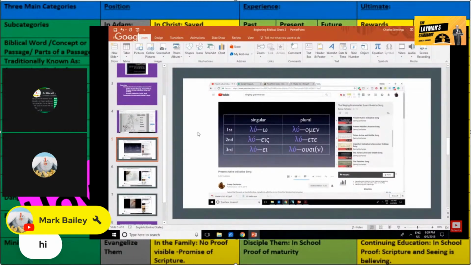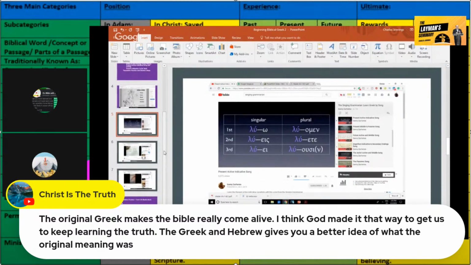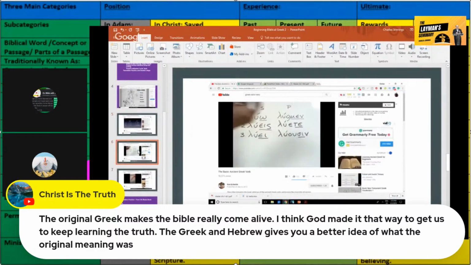Once again, we come back to the singing grammarian, and this one is his present active indicative song. Very helpful. My friend Josh, who just finished first year Greek that I helped him through, and who also does the intermediate Greek videos with me, says his daughters love singing these songs, so they really enjoy them. If you're having trouble learning, get your wife or your kids involved in the process as well, if you have them. Okay, so there's that video.